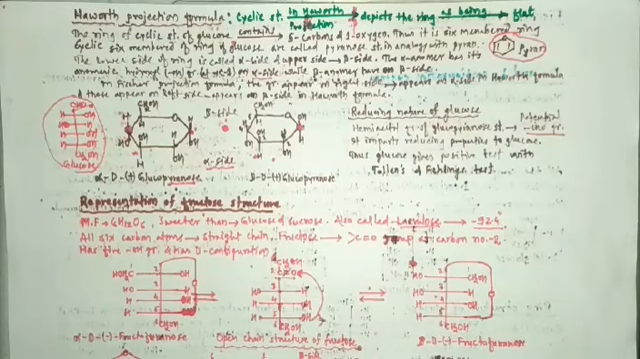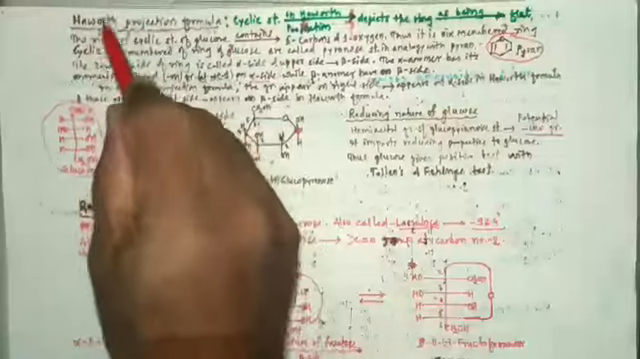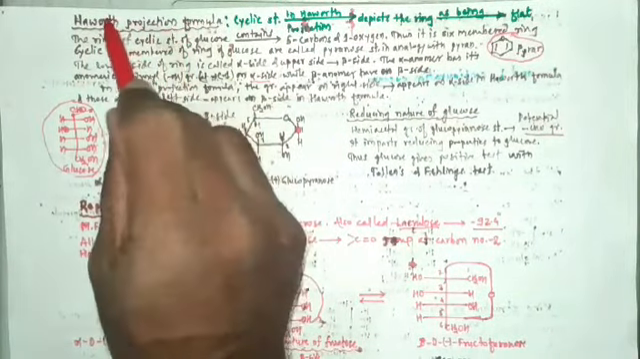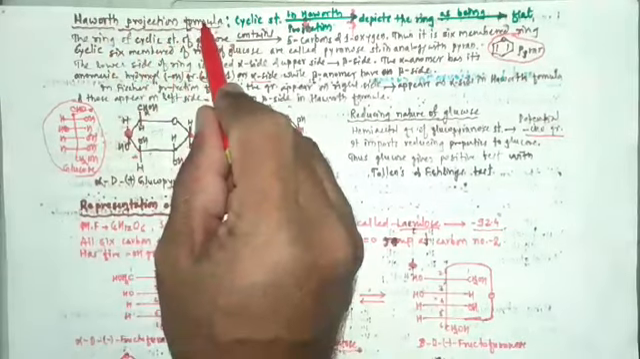So in the last video, we studied the Fischer projection formula, then the DL configuration system, and lastly we also studied the ring structure of glucose. So today we are going to study in detail about the Haworth projection formula. So let's study the Haworth projection formula.